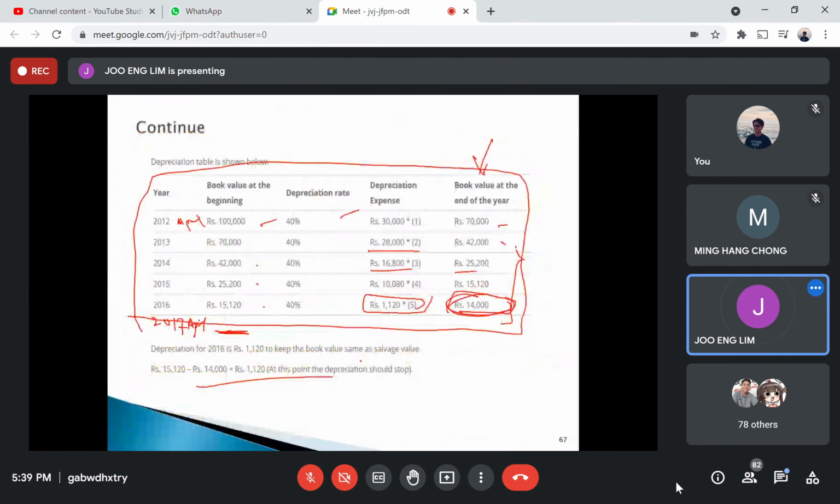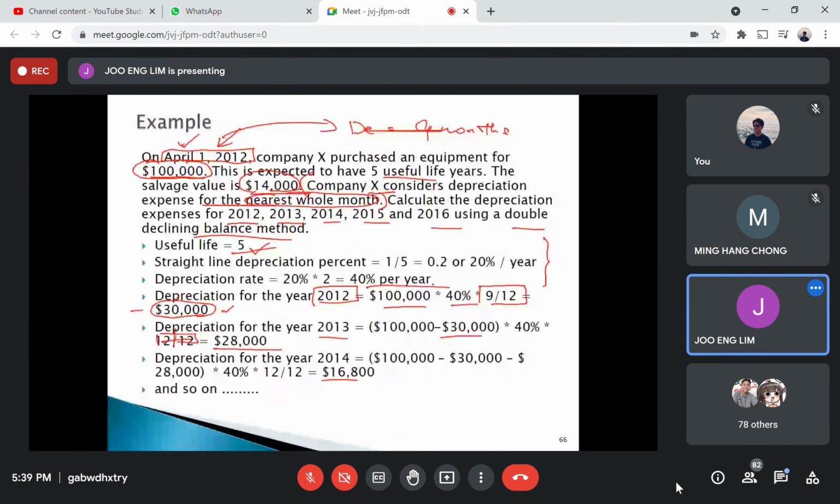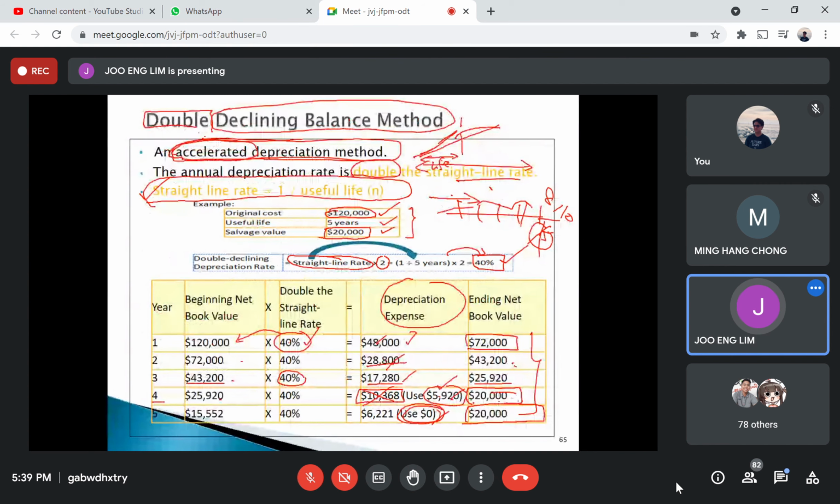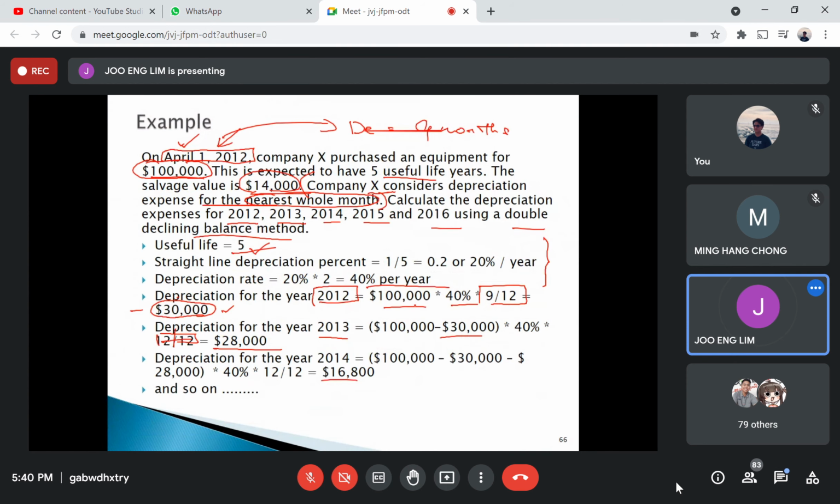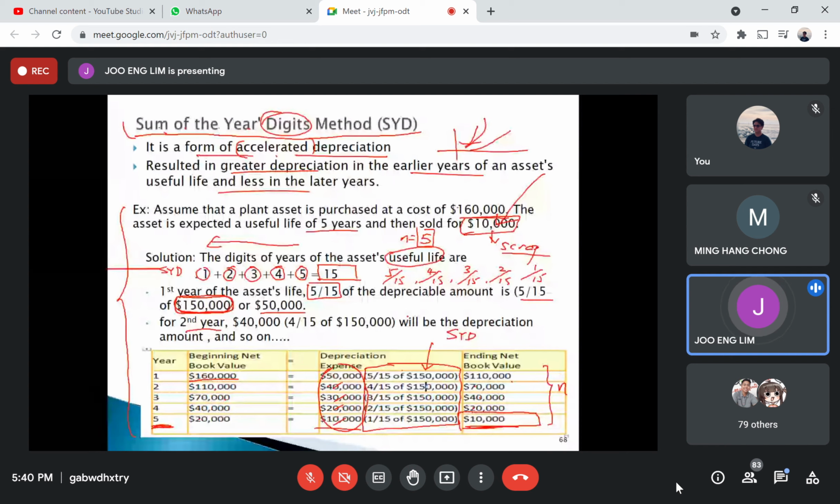Unlike double declining, where before the end of the life it is already fully depreciated. So if I asked you which one has an acceleration rate that is faster, definitely double declining compared to sum of the year digits. Now you see the difference in the accelerated, how fast it depreciates.